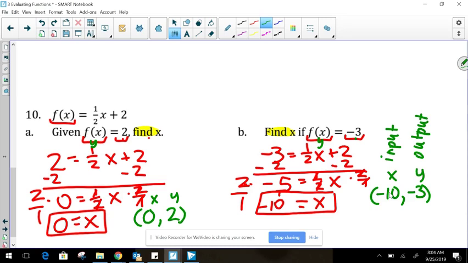So on the back side here, we just were given all of the outputs and we went backwards to find the input. We did the opposite on the front side. Okay, there we have it. Today we found both our inputs and outputs of evaluating functions. Good job.